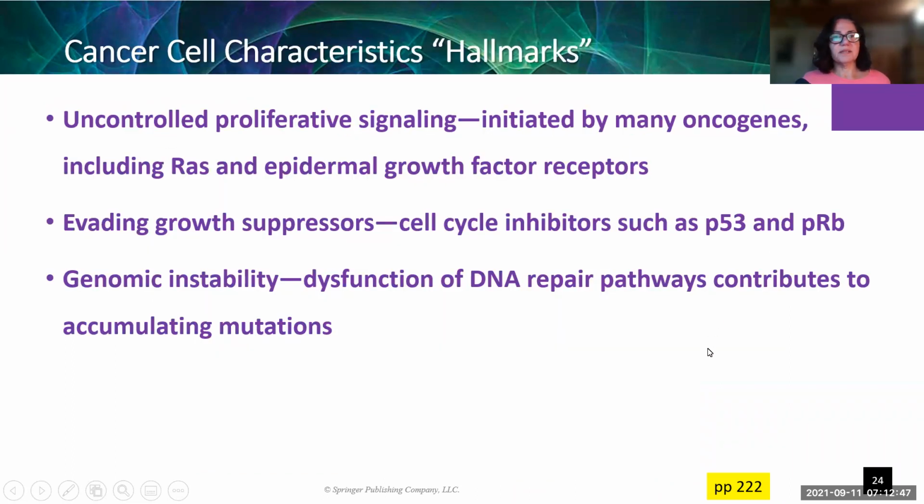Some of the hallmarks: lots of signaling, meaning go forward. We talked about the RAS signal. That's one of the things that's really common to be mutated in cancers. There's growth suppressors, P53 and the protein RB, the gatekeepers that are supposed to keep the cell from cycling through, and the cell evades it, somehow gets around those control mechanisms.